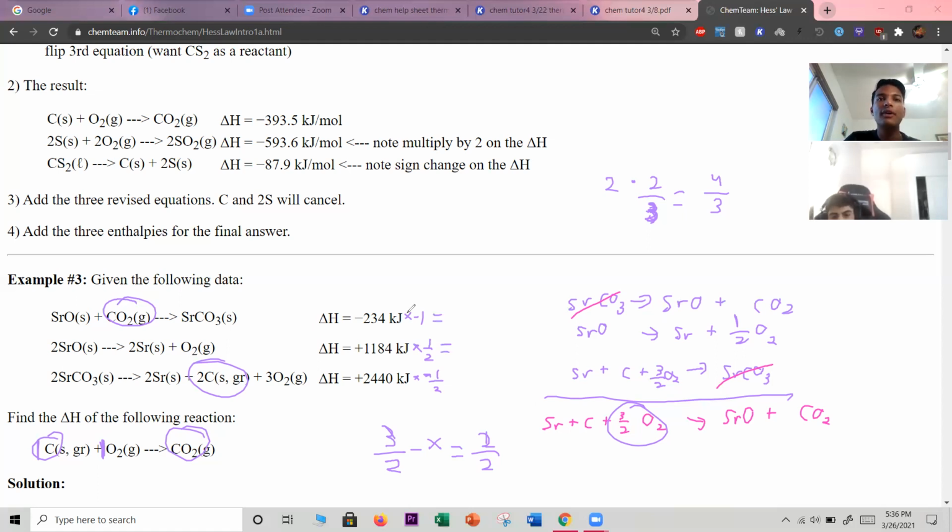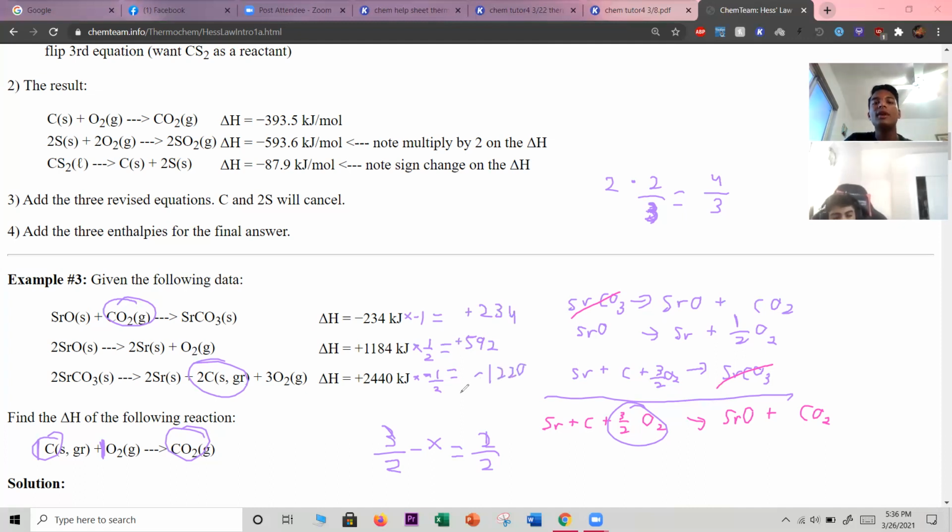Yep. So you find these numbers. This would be 234, positive. This one would be half of that, so 592, right? Positive 592. This one would be negative half of that. So negative 1220.